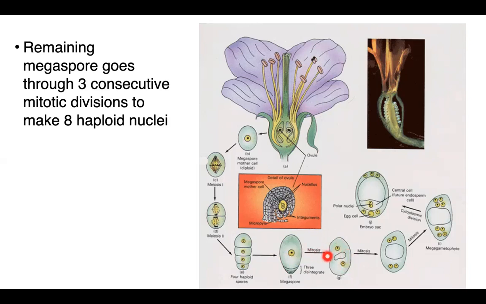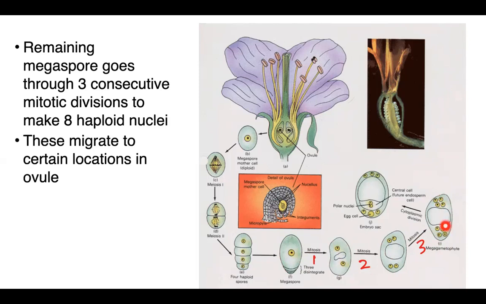So after the first mitosis, we have 2 nuclei. We go through, so this is mitosis number 1, mitosis number 2. This is 1, that's 2, that's 3. 3 consecutive. After the second mitosis, the 2 becomes 4. And this is the third mitosis, 4 becomes 8. Okay, so in 1 cell, we have 8 haploid nuclei.